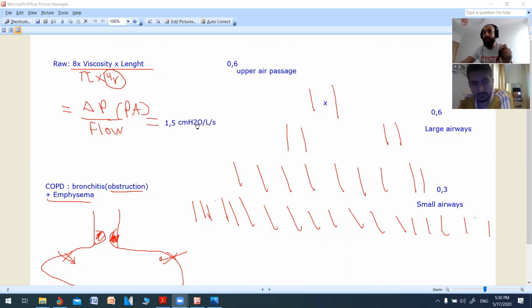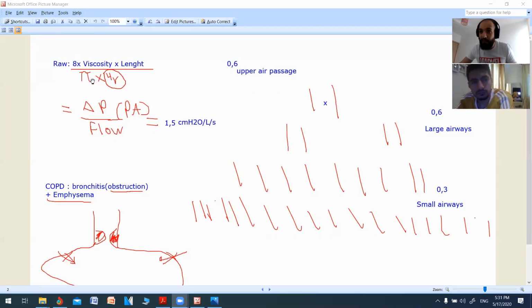How we say the resistance. The resistance is centimeter water. PA is centimeter water on flow. Flow is in liter per second. So this is how we call the resistance on the airway. But the law that calculates the resistance is the same as in hemodynamics. It's 8 multiplied with the viscosity, multiplied with the length, on pi, multiplied with what? Radius. In fourth level. Is it clear?